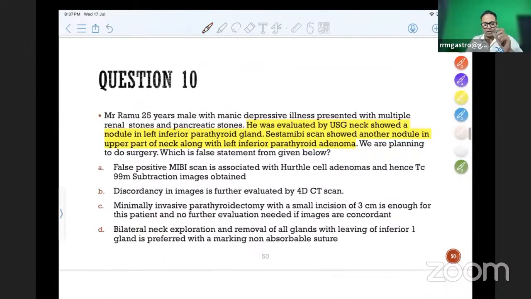Okay. Question number 10. Mr. Ramu, 25 years male, manic depressive illness. Every word in the clinical questions will have an impact, and he has renal stones, pancreatic stones. What does it mean? He was evaluated in the neck. He is having a left inferior parathyroid gland. Sestamibi scan showed another nodule in the upper part of the neck.